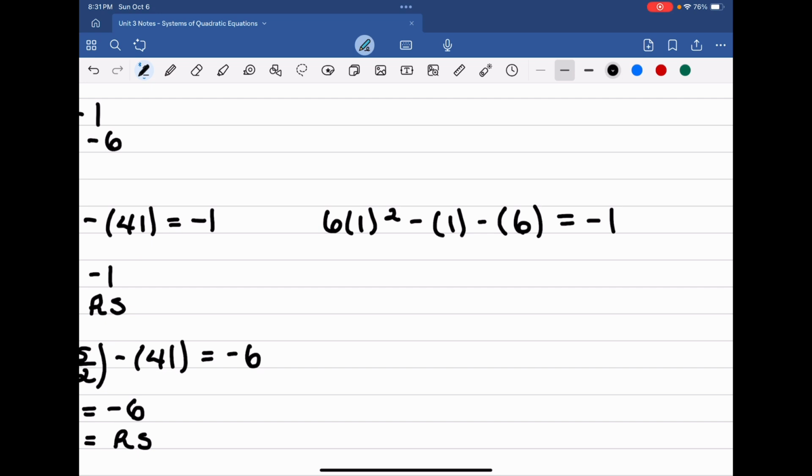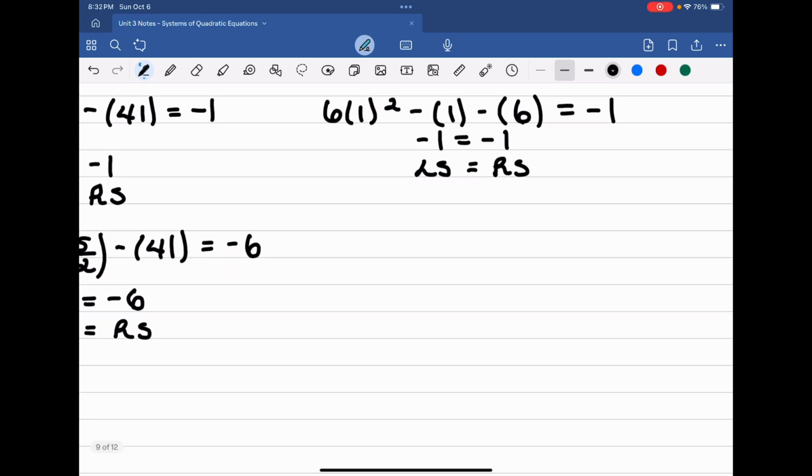6 times 1 squared is just 6. 6 minus 1 is equal to negative 5, or sorry, positive 5. Positive 5 minus 6 is negative 1. Therefore, negative 1 equals negative 1. Our left-hand side equals right-hand side. Excellent. Confirmed.